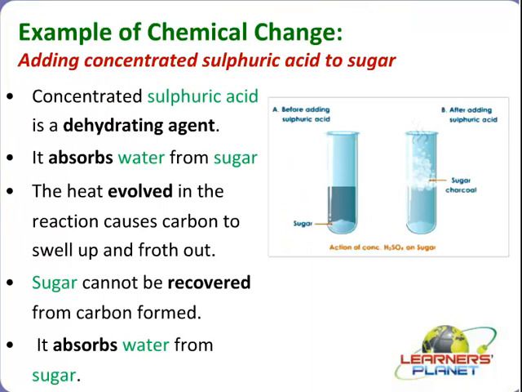Okay. Now, when I am adding concentrated sulphuric acid to sugar, what will happen? You all must have seen sulphuric acid in your chemistry labs. Now, this concentrated sulphuric acid is a dehydrating agent. What do you mean by a dehydrating agent? The word is de and hydra. Hydra is something related to water, right? And de means take out. So a chemical which takes out water is called a dehydrating agent.